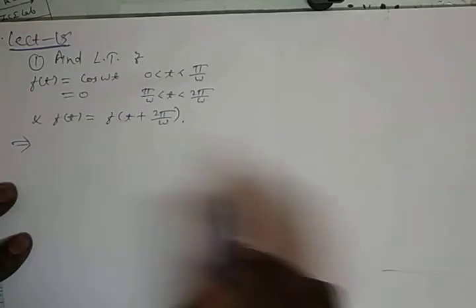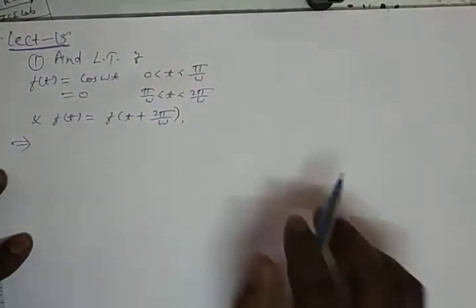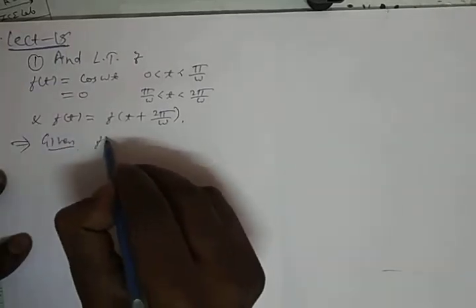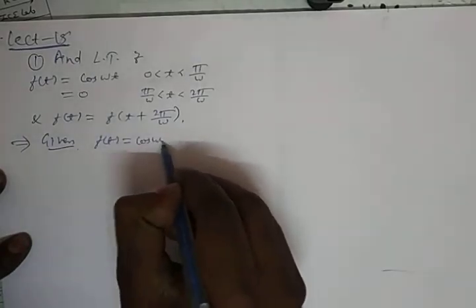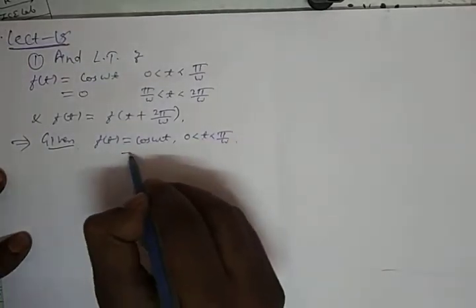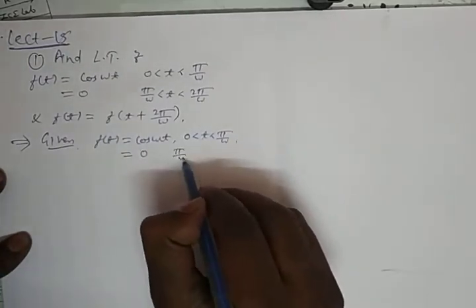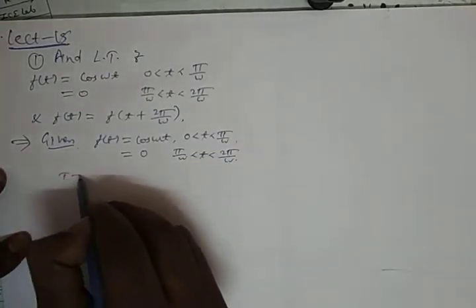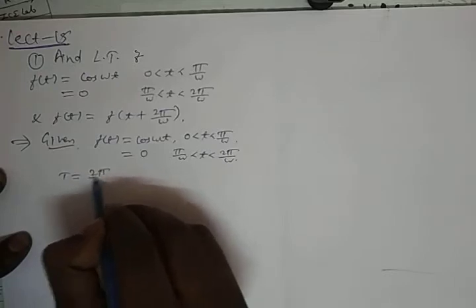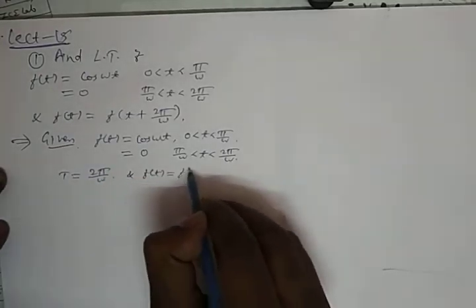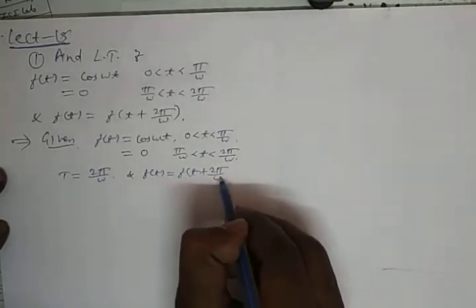Those who have not solved it, please see carefully. So here, given f of t is equal to cos omega t, 0 less than t less than pi by omega, that is equal to 0 for pi by omega less than t less than 2 pi by omega. And what is the period? Period T is equal to 2 pi by omega, and given f of t is equal to f of t plus 2 pi by omega.